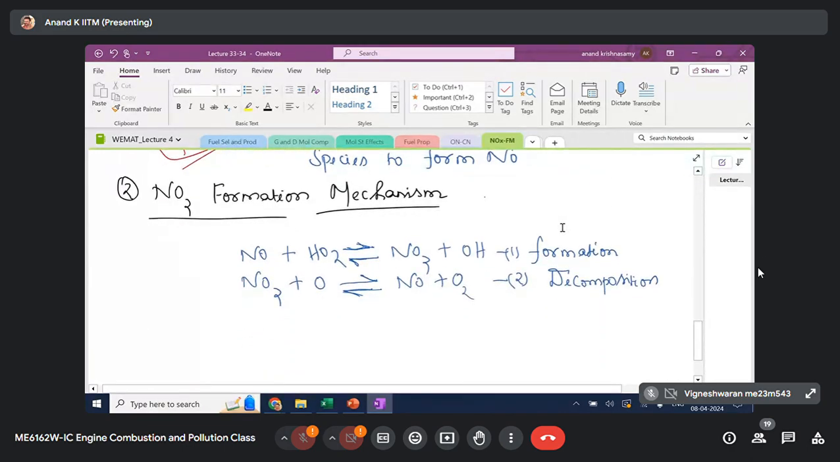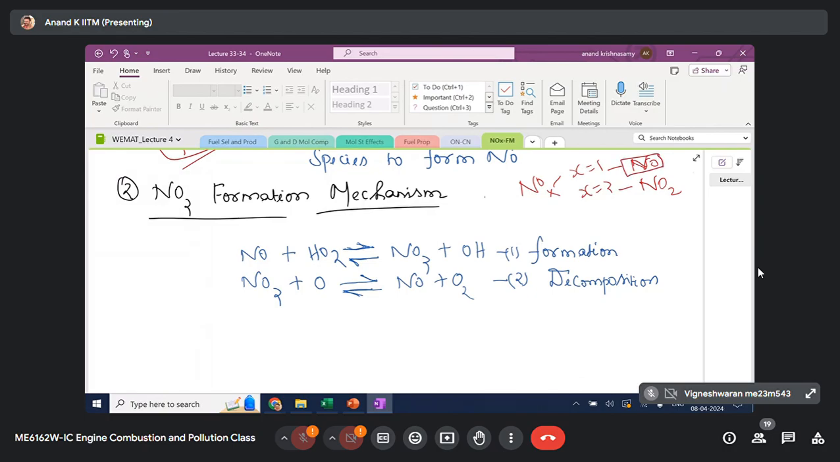Next, we have NO2, nitrogen dioxide. So in NOx, x is either 1 or 2. x equal to 1 is NO and x equal to 2 is NO2, nitrogen dioxide. We don't have NO3 or NO4, something like that. We have only these two oxides. Collectively, they are referred to as NOx, NO and NO2. So we have so far looked at how NO formation is taking place and what mechanism is involved. Now we are going to look at the NO2, nitrogen dioxide, formation mechanism.